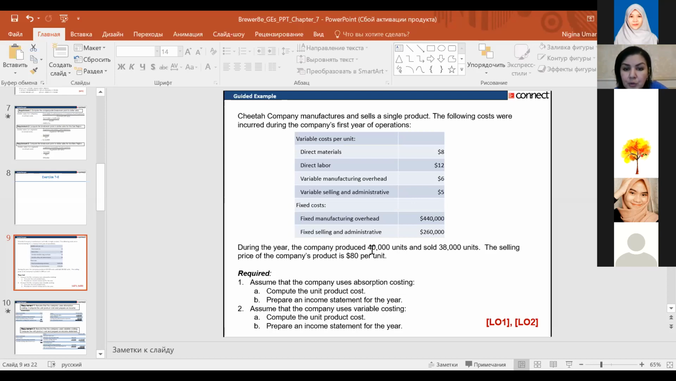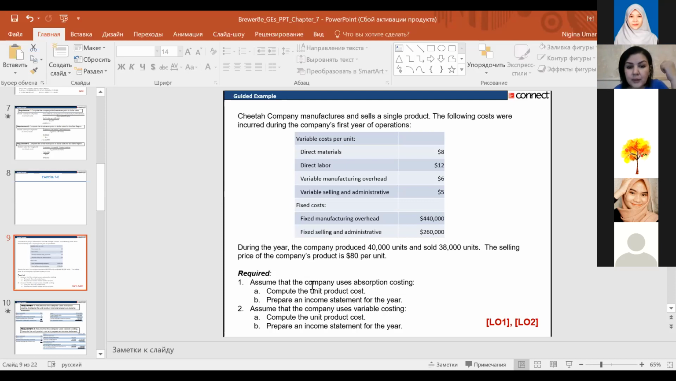So as we produced 40,000 and sold 38,000, how many units are in the ending inventory? Salma, how many units in ending? 2,000. Yeah, so the beginning was 0, ending 2,000. So inventory increased. The selling price of the company's product is $80 per unit. So this is the selling price. You need to know the selling price in order to calculate sales revenue.